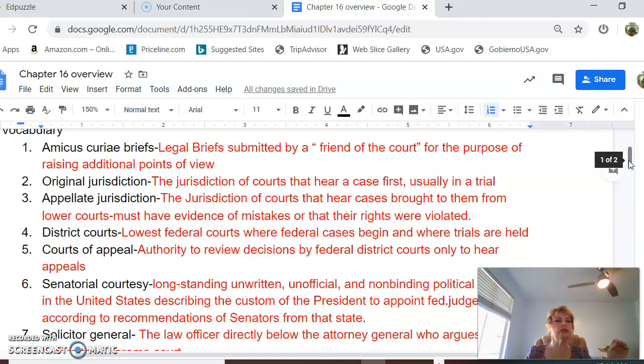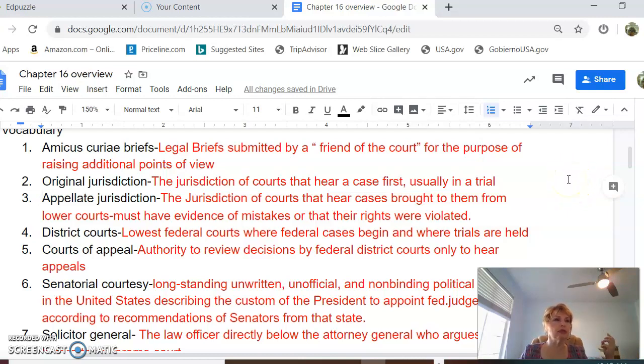Original jurisdiction. Remember, a jurisdiction is a geographic area over which a court has power. So the Supreme Court covers all 50 states and, strangely enough, the high seas, because if there's a pirate out there pirating, they have control over that. So original jurisdiction is the jurisdiction of courts that hear a case first, usually in a trial. This usually does not happen in the Supreme Court. Piracy is one, treason is another.